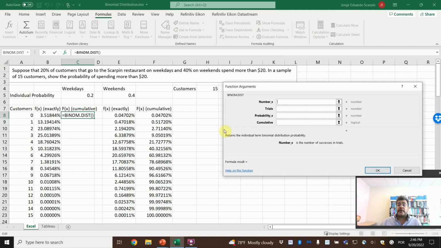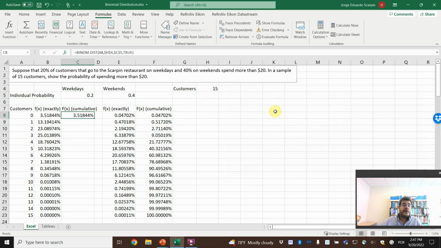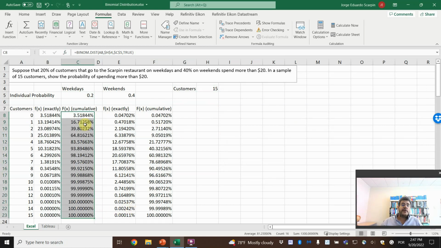Number of successes, 0. Trials, independent trials, 15, and let's fix it. Probability, 0.2, fix it. And here it is true. So the first number will be the same, there is no beginning balance. And then let's copy and paste, and we are here.